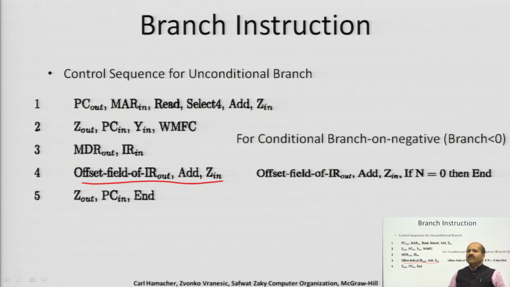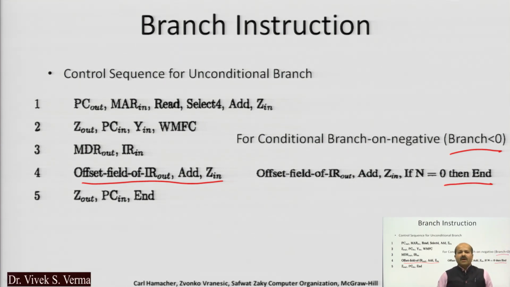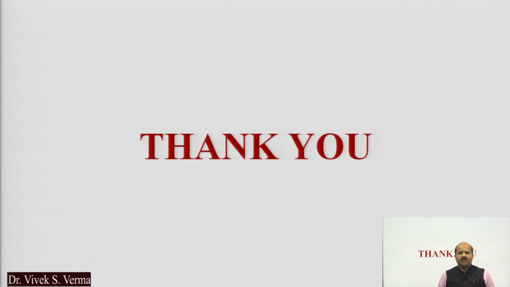In case of unconditional branching we are jumping directly, and in case of conditional branching, we have to check the condition first. So, if it is a negative branch, then we have to check the flag value, and if the condition is satisfied, then only we perform the addition operation, otherwise we end here. This way we can write the control statements for the branching operation and the control steps for instruction execution.